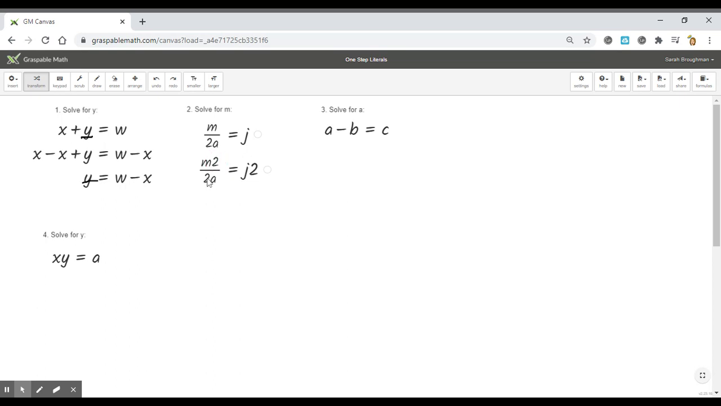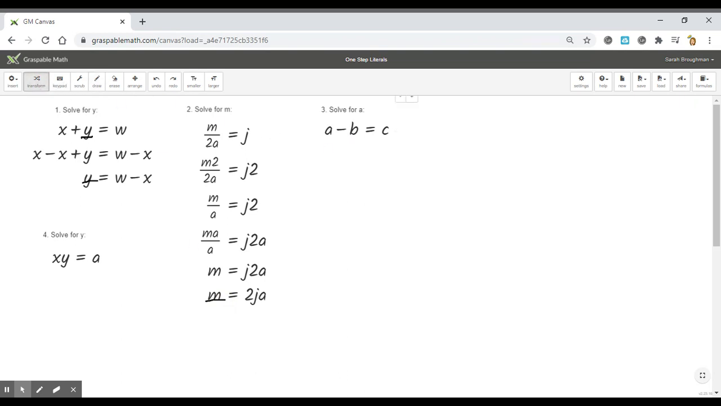The 2 divided by 2 becomes 1, and we don't usually write that down. And then to get rid of the a, we're going to do the same thing. You're going to grab the a and put it on the other side when there's a line that appears there. And it shows that you're multiplying both sides by a. The a divided by a becomes 1, and we don't usually write that down. And then most of the time, the coefficient goes in front. So we're just going to rearrange because we know multiplication is commutative. So now we've got m equals 2ja. M's by itself, and we've solved for it.